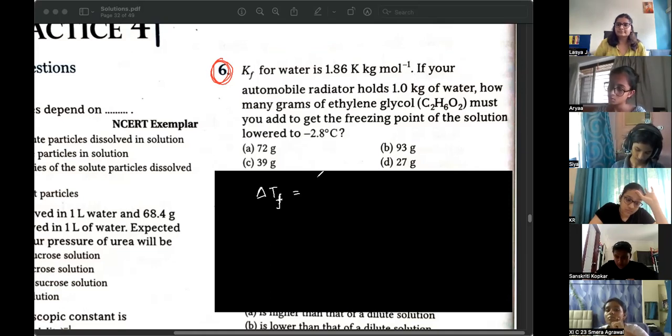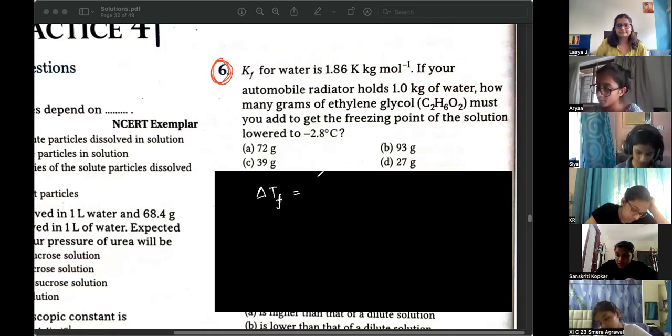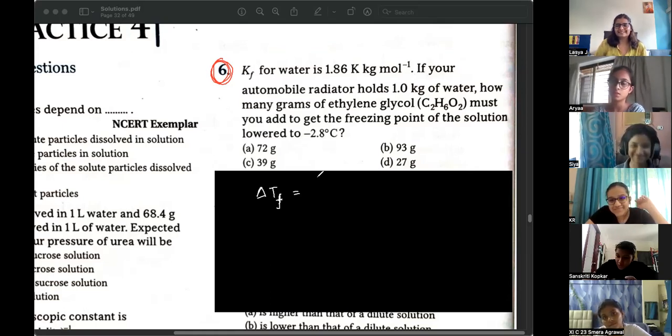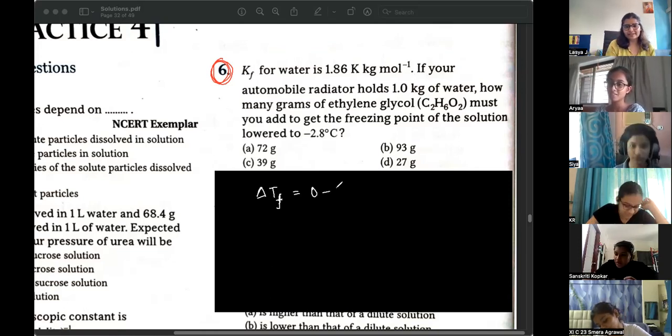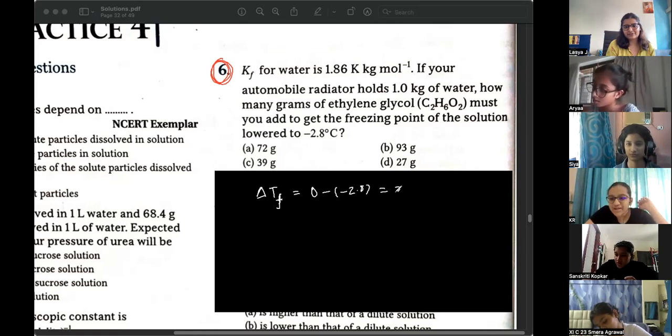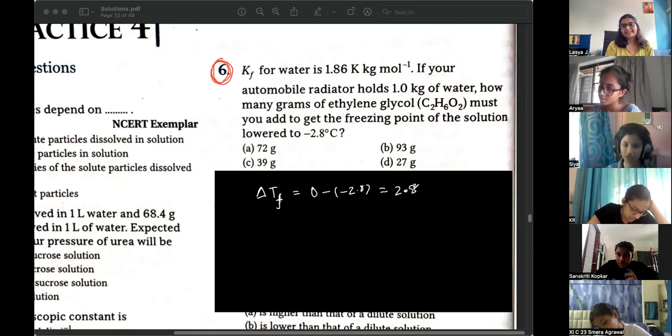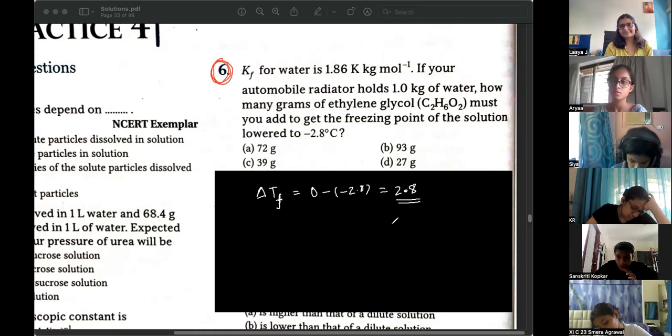Sanskriti, how are you doing? Yes, ma'am. We'll have to convert Celsius to Kelvin. How to do that? Okay, delta TF, you did 0 minus of minus 2.8. We add 273.15. This 2.8 will be in degrees Celsius or Kelvin, or does it not matter?